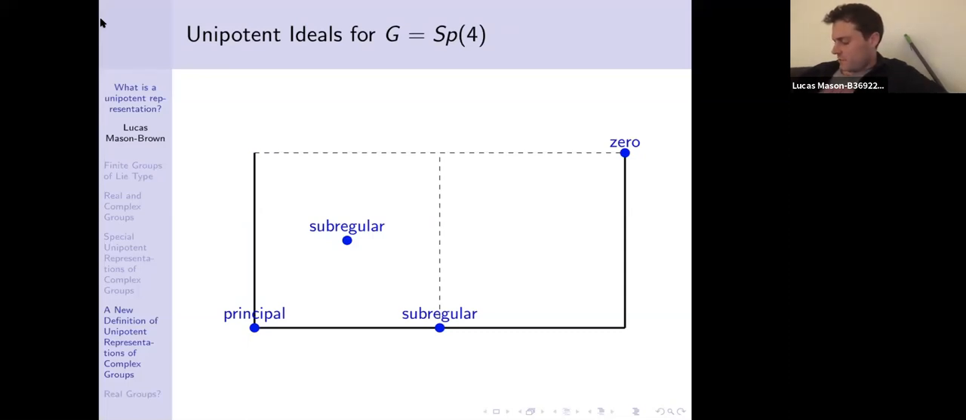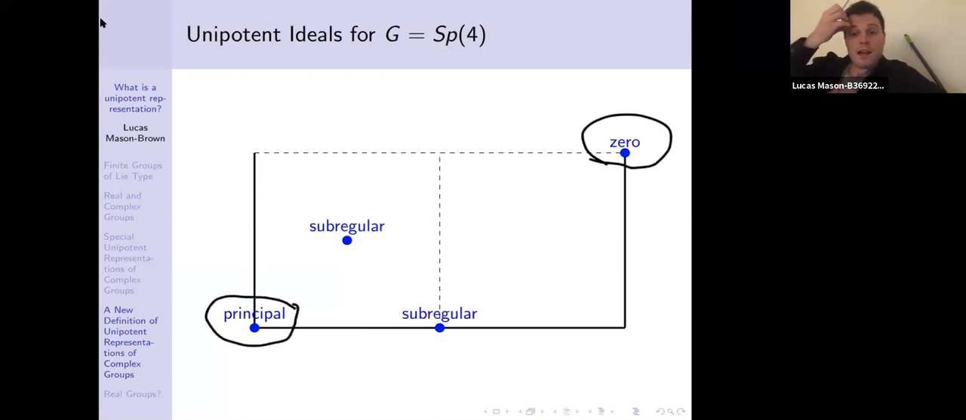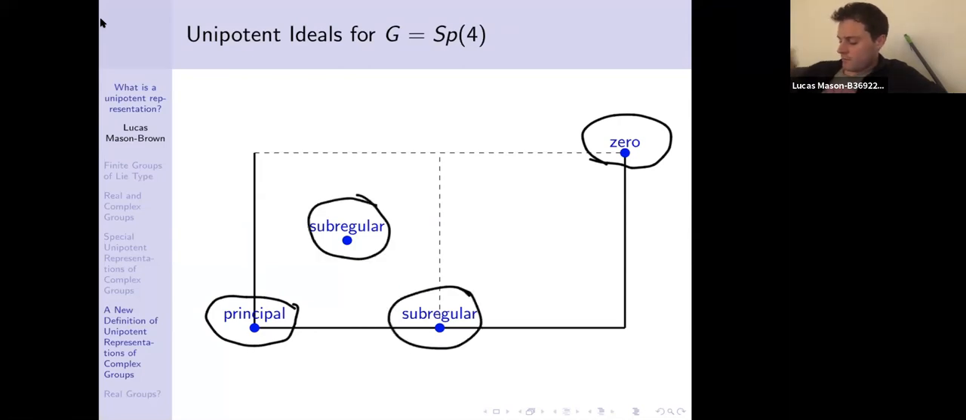And these unipotent ideals are labeled by their associated variety. So there's a unipotent ideal with infinitesimal character rho, which is attached to the 0 orbit, and there's a unipotent ideal with infinitesimal character 0, which is attached to the principal orbit, and then there are these 2 ideals attached to the subregular orbit. And of course there is a 4th nilpotent orbit for SP4, which is the minimal orbit, and this orbit doesn't have an ideal attached to it because it's not special.